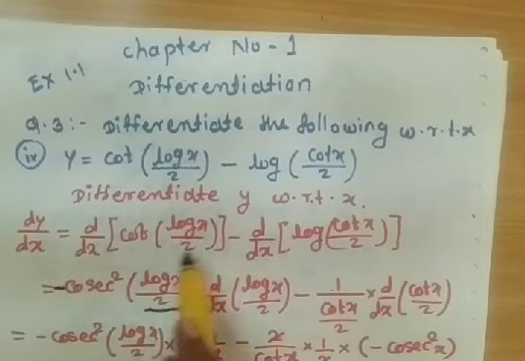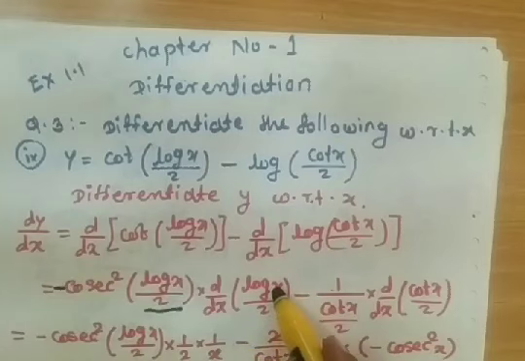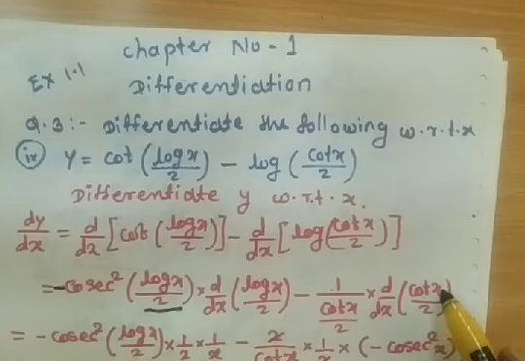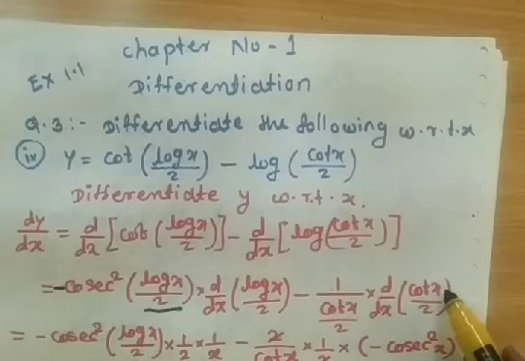Then minus cosec square of log of x by 2. This is the first derivative of the first function, multiplied with the derivative of this log of x by 2, that is 1 upon x, the derivative of log of x, and 1 upon 2 is the coefficient of this log of x, therefore 1 upon 2 into 1 upon x. This becomes minus, this 2 becomes the numerator, therefore it becomes 2 by cot of x, and the derivative of cot of x divided by 2 becomes 1 upon 2 into derivative of this cot of x, which is minus cosec square of x.